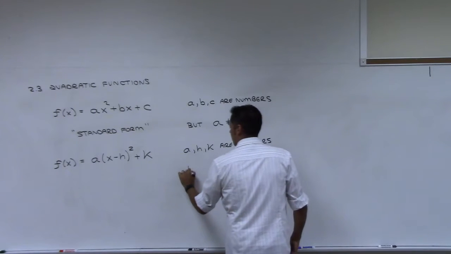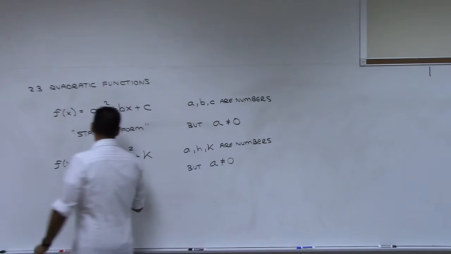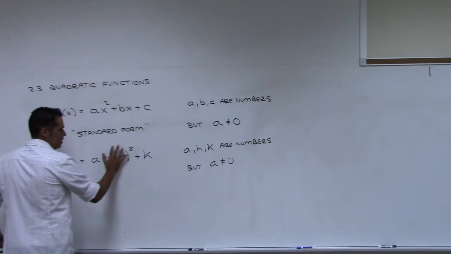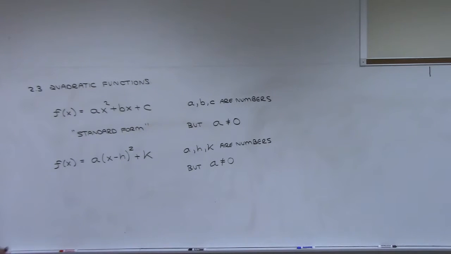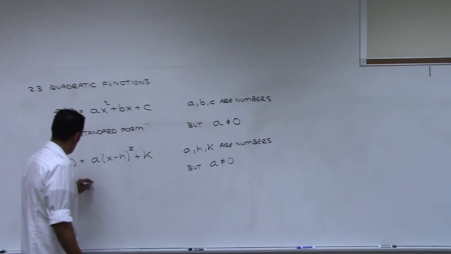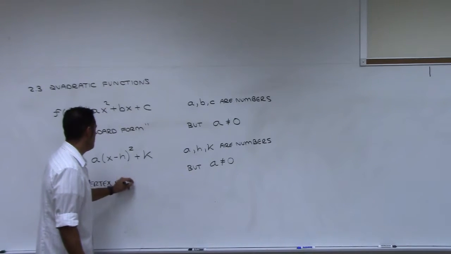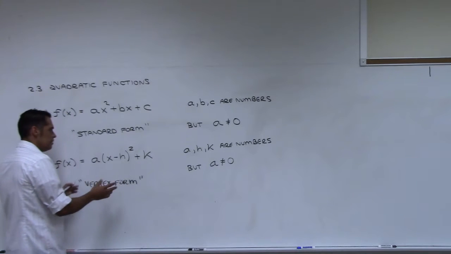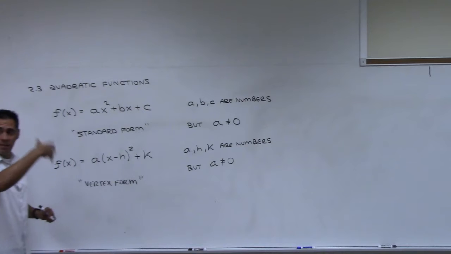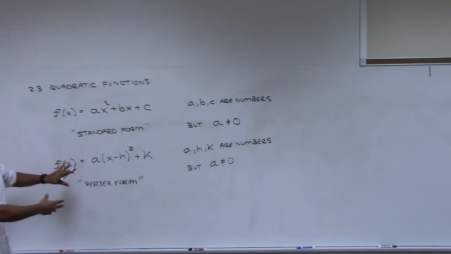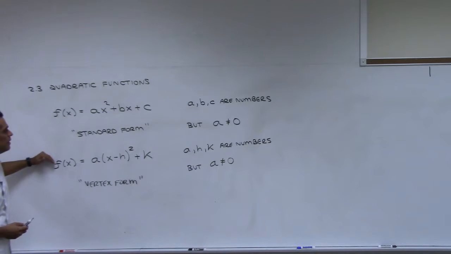And again, a cannot be 0. Because if a is 0, this whole thing is dead, and all we have is k. So it doesn't even have a variable in it anymore. This is called the vertex form. Now, with the vertex form, right now it's hard for me to explain what's nice about this form. But as we talk now about what these things look like, I can connect it back to this. All right? But these are our two standard forms, or the two forms of quadratic functions.